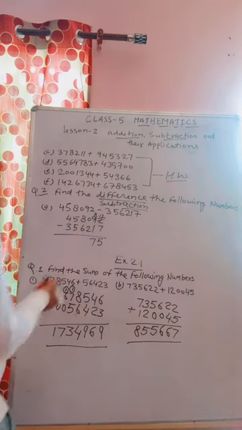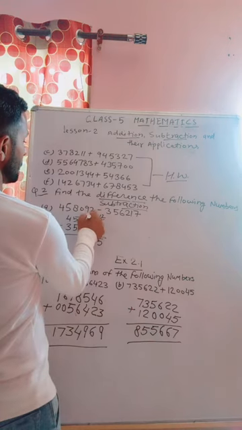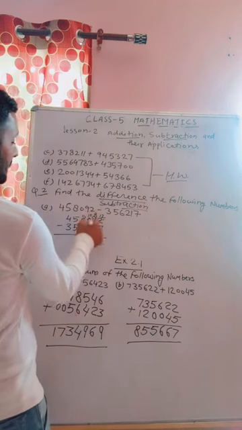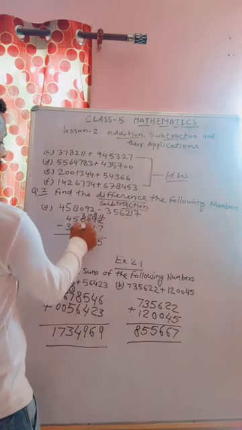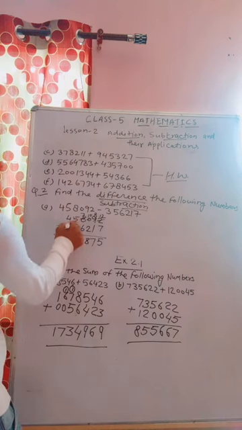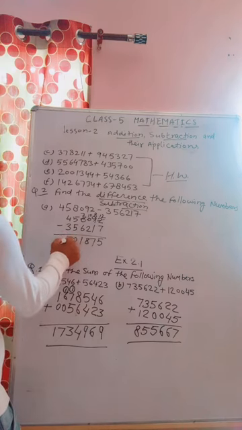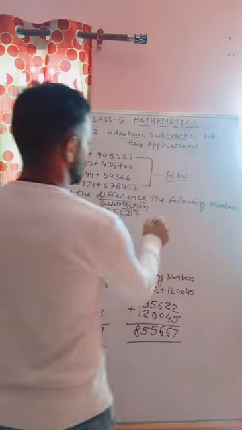And 0 minus 2. 0 is the smallest number, so first you borrow. 1 borrowed is 10 here. Okay, 10 minus 2 is 8, and 7 left here, 7 minus 6 is 1. 5 minus 5 is 0. 4 minus 3 is 1. Okay, do you understand? Next question, see the B point.